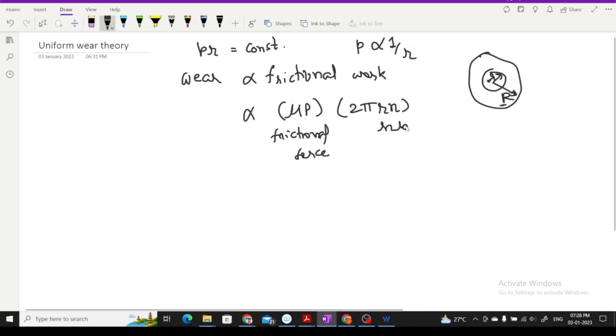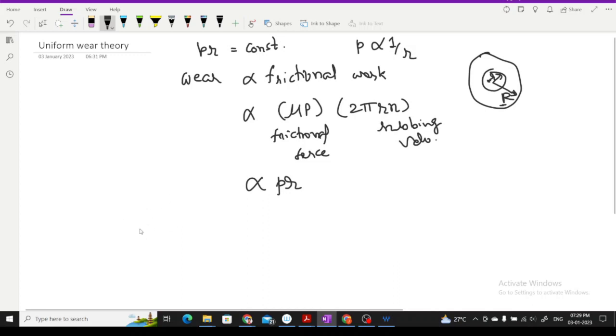And this is rubbing velocity. Now, from this, if you consider that n is also constant and mu is also constant, this will give you that wear is proportional to the product P into R. Once you have this idea, you can derive the axial force and frictional torque for this uniform wear theory.